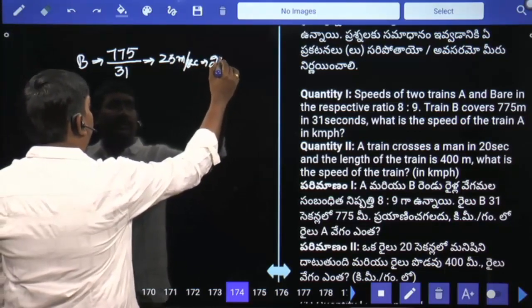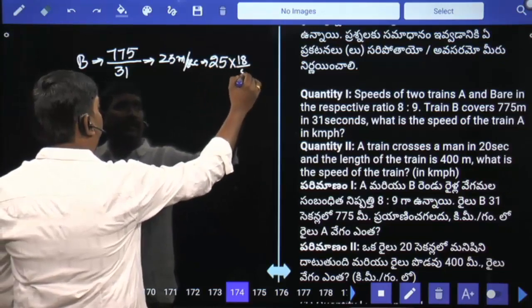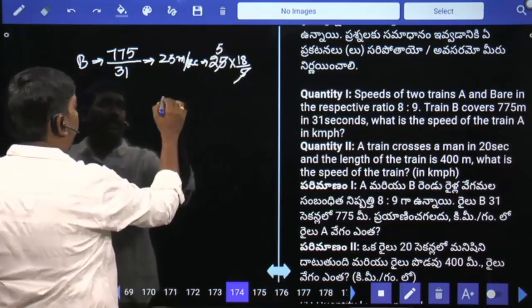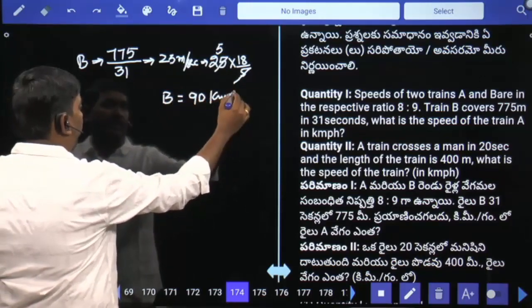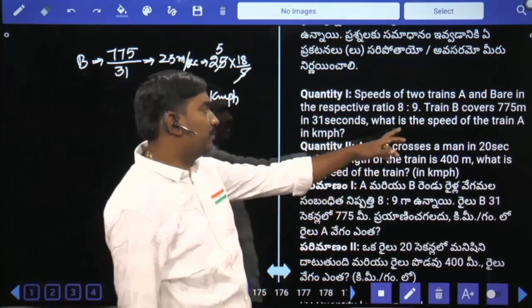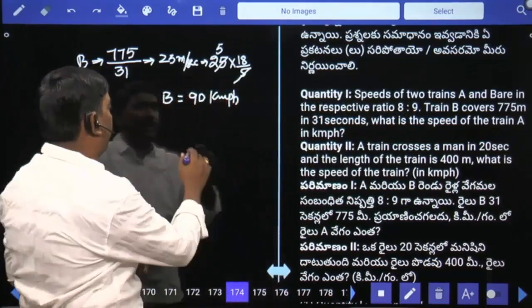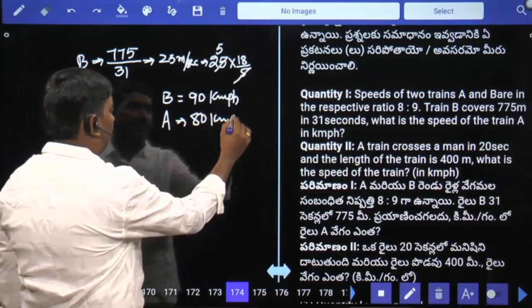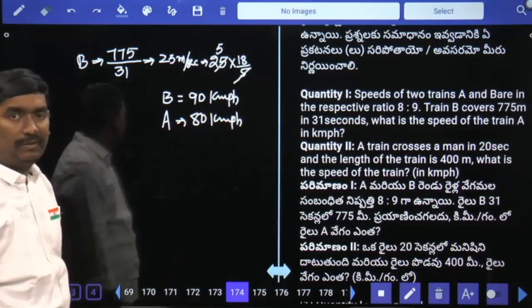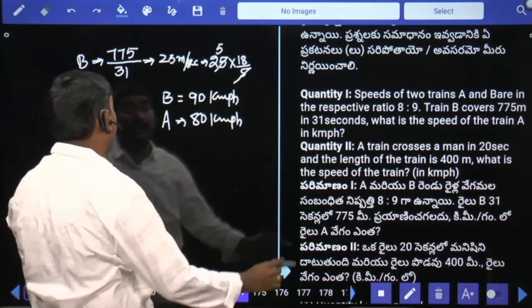Convert into kilometers per hour: multiply by 18 by 5, giving 90 kilometers per hour. Train B speed is 90 kmph. Here B belongs to 9 parts, so 9 parts value 90. A's 8 parts value 80 kmph. That is quantity 1.